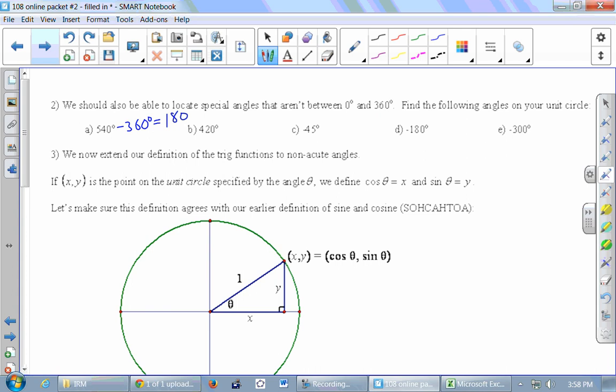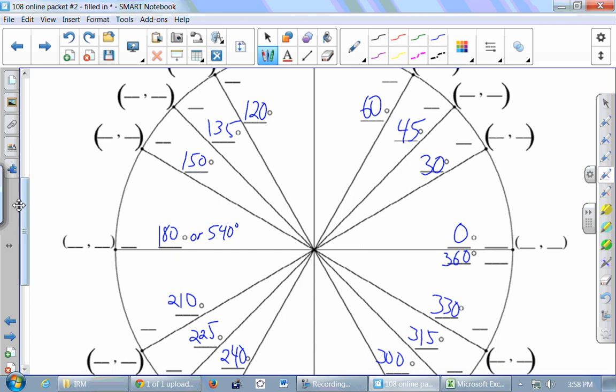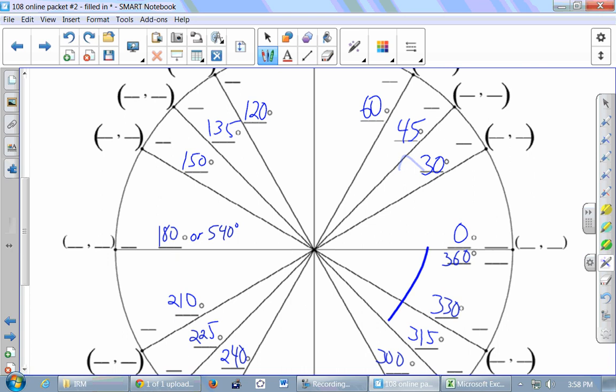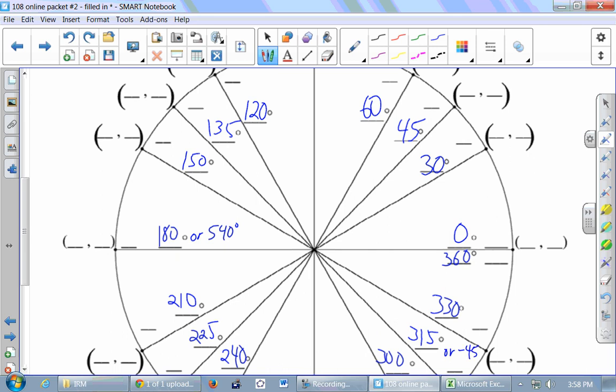On part C, it's minus 45 degrees. Okay, minus 45. So I know what positive 45 means. Positive 45 is from here to that one. So negative 45, I guess, must mean the other direction. So negative 45 is the same as this 315. So we can say here 315 degrees, or negative 45 degrees.